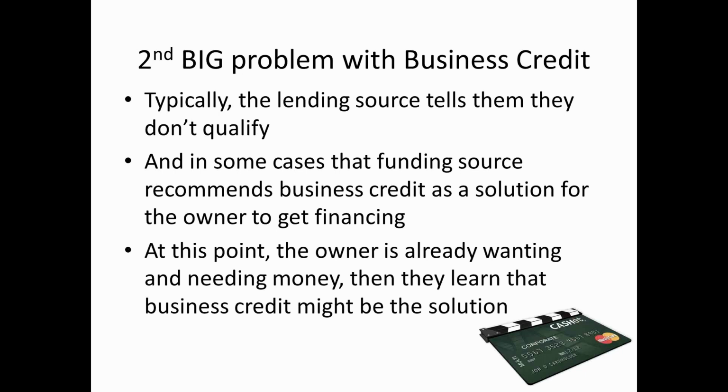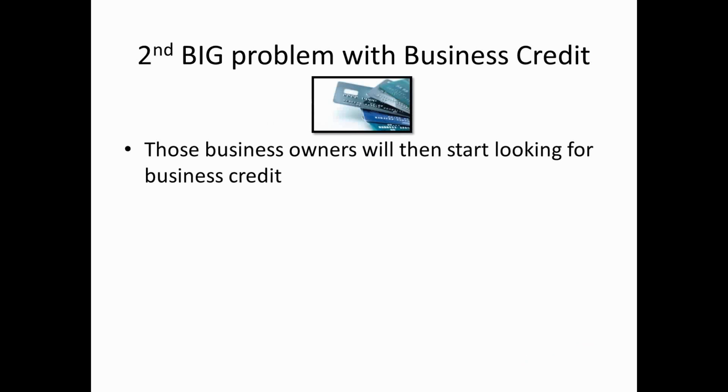So then all of a sudden, it's on this person's radar. The owner is wanting money for their business, but now they've learned about business credit. Now a finance source has said, hey, this is the solution you should be looking for, because this will overcome the obstacle you have of the personal credit challenges, which is 100% spot on correct. So those business owners will then start looking for business credit. This is how they first get into the initial space. Now their Google search changes to business credit. Now they're looking for it.